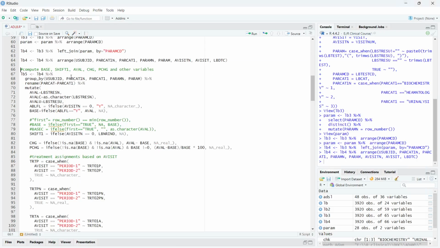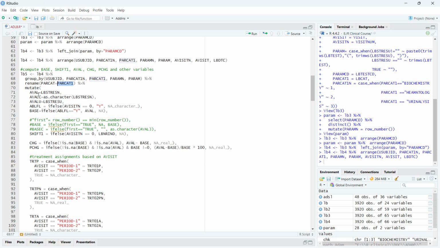Then for the group by, we are taking the individual group by parcat1 and param, because each subject has a number of records, right? So we make it as a group. Then parcat1 we rename as parcat.